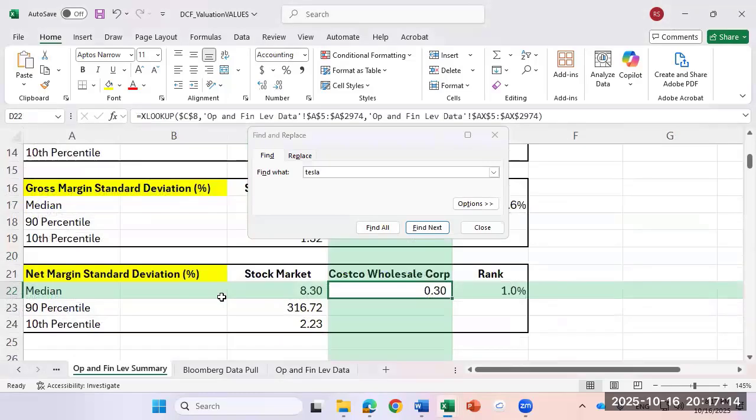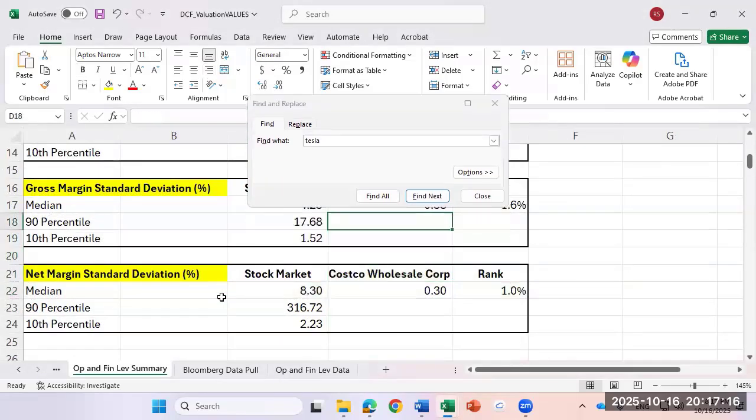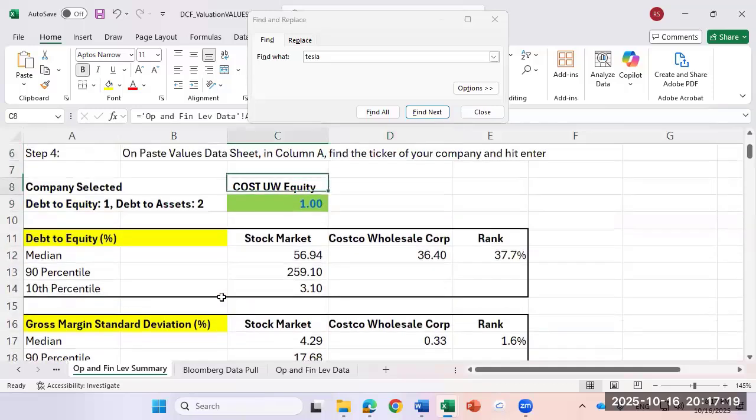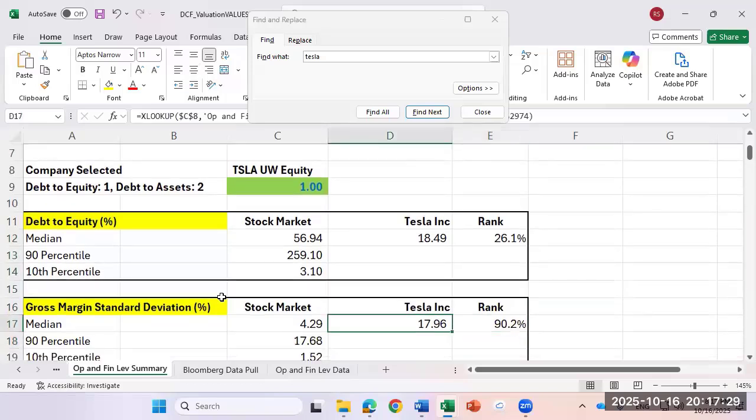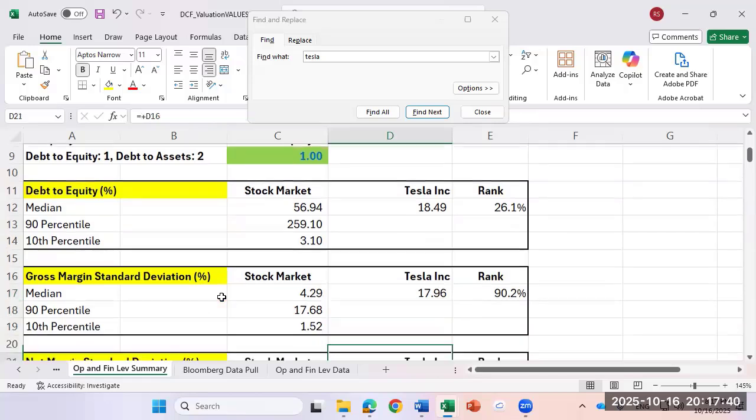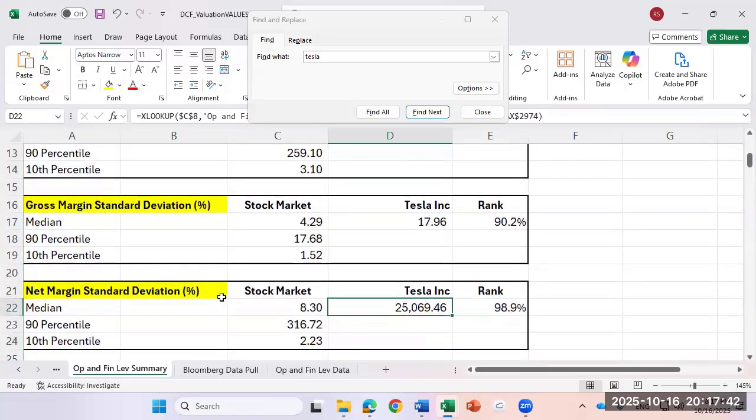2681. Pretty low debt. What about their gross margin? 18%. Pretty high. What about their net margins? Any guesses on that? High or low? Oh, you think it's low? Or it's a little high. So Tesla is an auto dealer who's still fairly young. This is going back 10 years, so it's still pretty young.